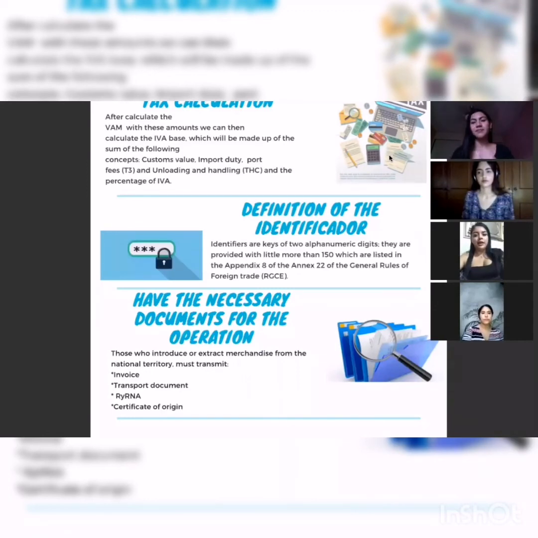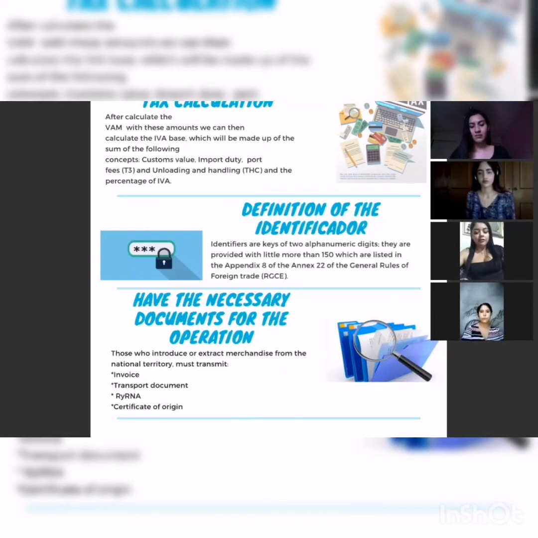The next step is the definition of the identifiers. Identifiers are keys of alphanumeric digits. There are more than 150, which are listed in Appendix 8 of Annex 22 of the General Rules of Foreign Trade. Identifiers help to identify, among other aspects, what type of company is performing the operation, what type of goods is imported or exported, and if the merchandise complies with any Mexican official standard, among others.